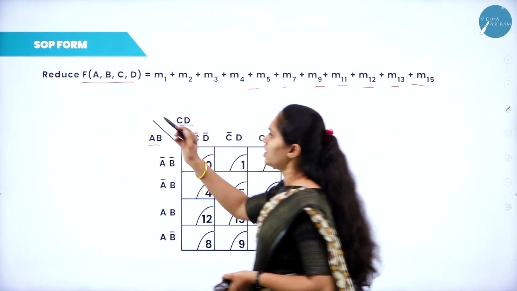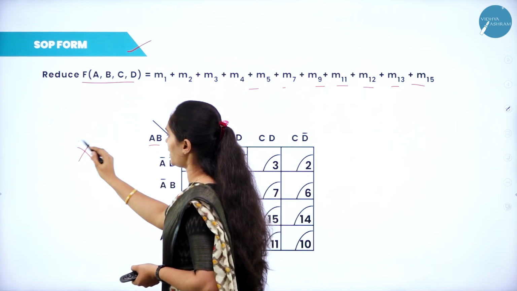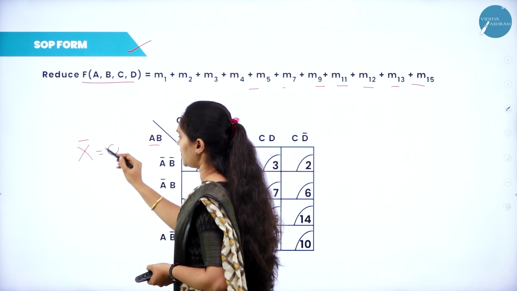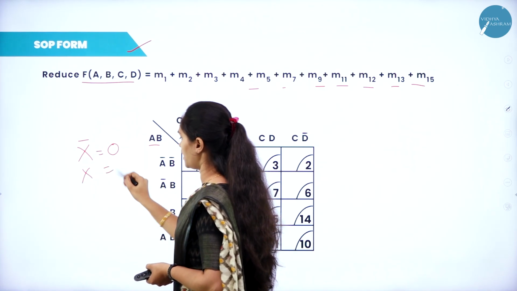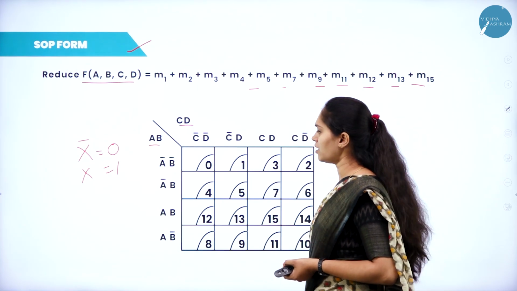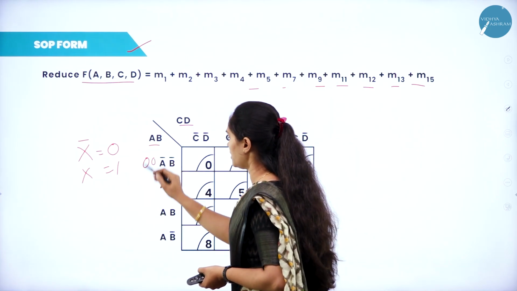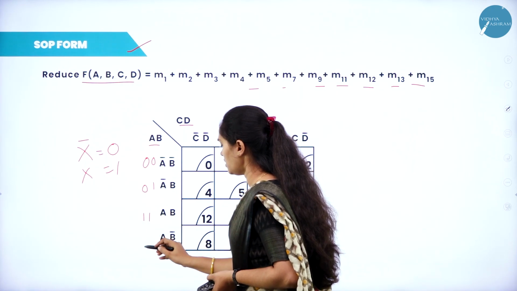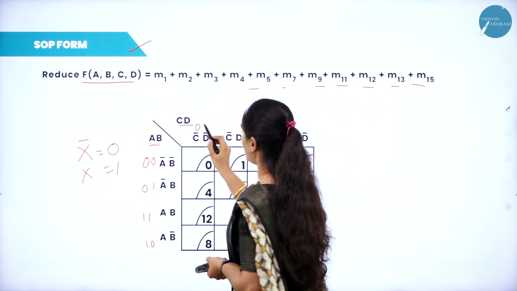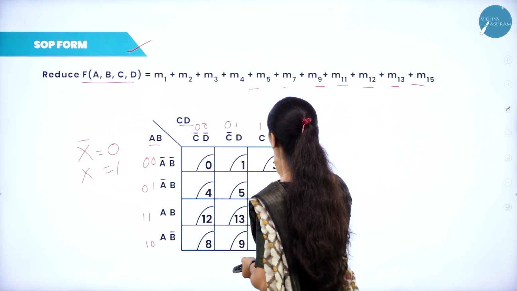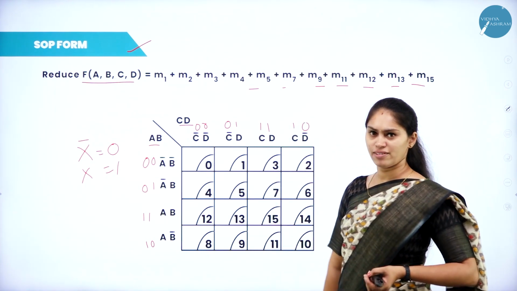As we all know, when we are dealing with SOP, if a variable is complemented, it will be 0. If a variable is a normal variable, it will be 1. So here 0, 0, then 0, 1, 1, 1, 1, 0. In the same way, 0, 0, 0, 1 and 1, 1, 1, 0. It needs to be in the reflective format.